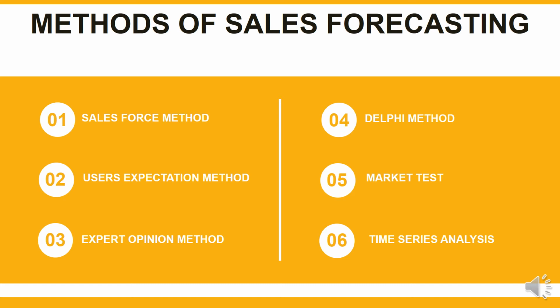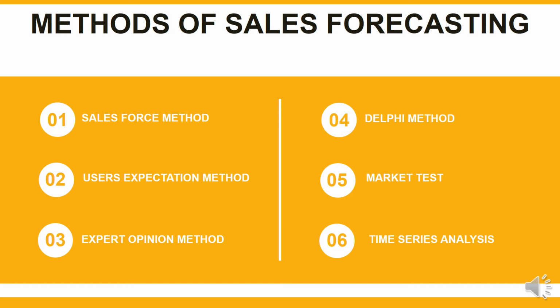The next method is Delphi method. In gaining expert opinion, one method for controlling group dynamics to produce a more accurate forecast is the Delphi technique. Delphi uses an interactive approach with repeated measurement and controlled anonymous feedback instead of direct confrontation and debate among the experts preparing the forecast.